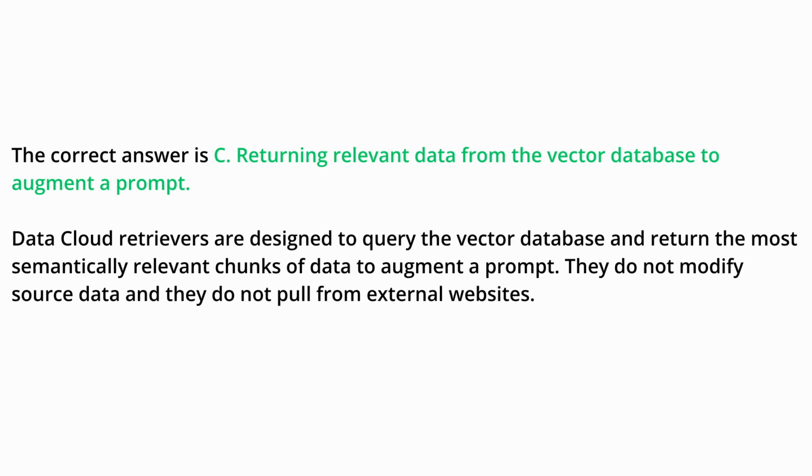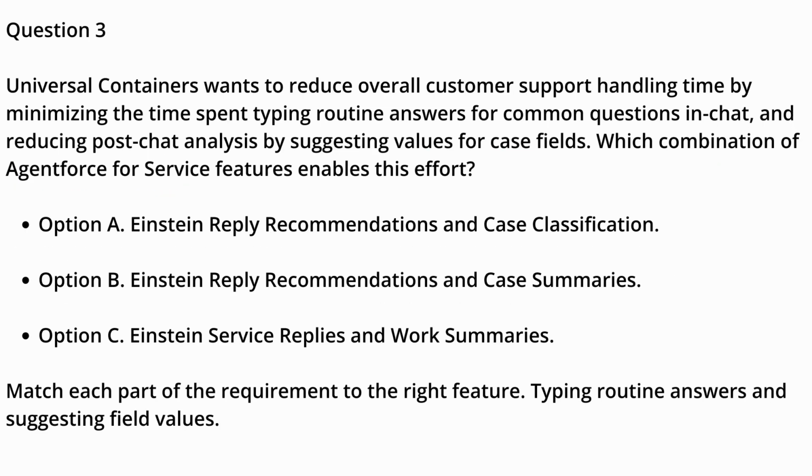The correct answer is C. Returning relevant data from the vector database to augment a prompt. Data Cloud retrievers are designed to query the vector database and return the most semantically relevant chunks of data to augment a prompt. They do not modify source data and they do not pull from external websites.